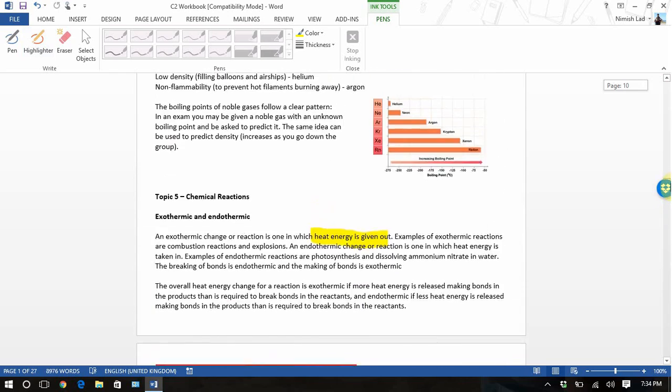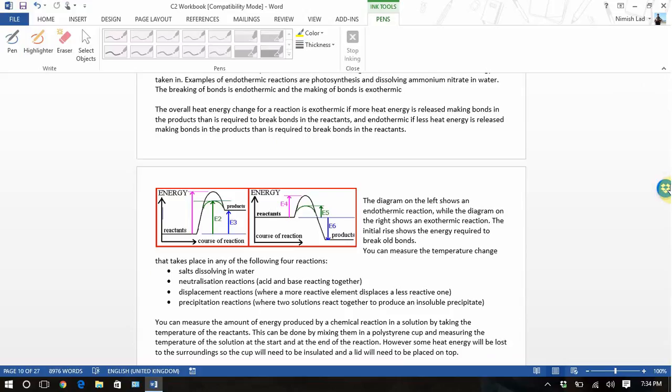So that's the basics of exothermic and endothermic reactions. They do show up in graphs quite often. So you need to look at the reactants and the products. Okay, so we have here the reactants and the products. On this axis you have the energy.